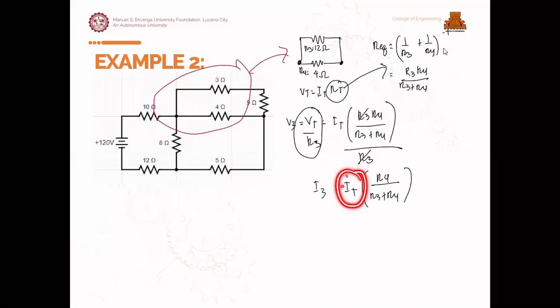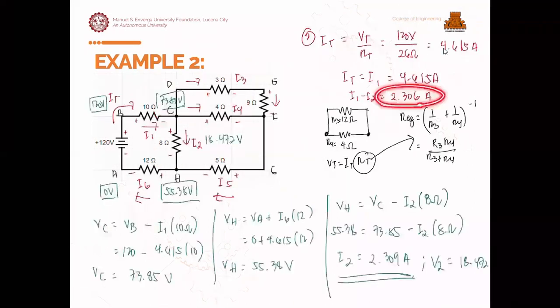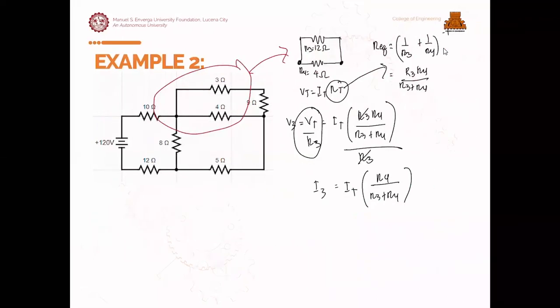Si IT is yung natira dun sa I1 minus I2 natin na na-calculate natin na 2.306. Yan yung total dun sa parallel natin. Okay? So using this formula, pwede natin makuha ngayon si I3. So I3 natin will be 2.306 amperes times yung R4 natin is 4 ohms all over 12 ohms plus 4 ohms. Okay?